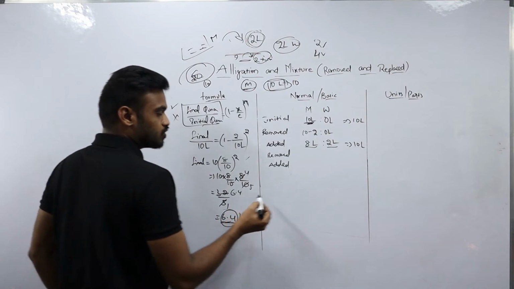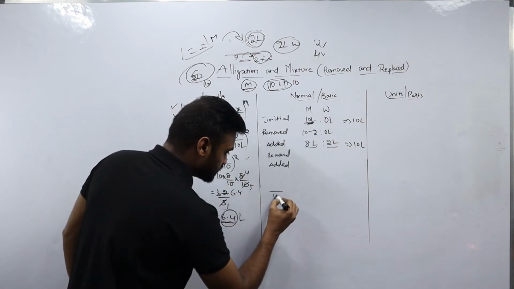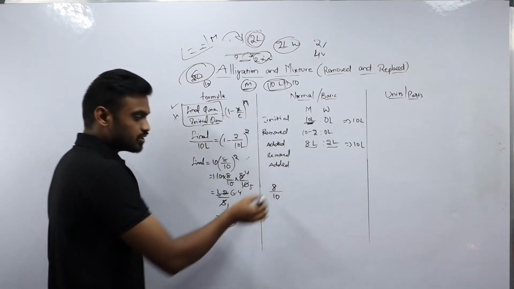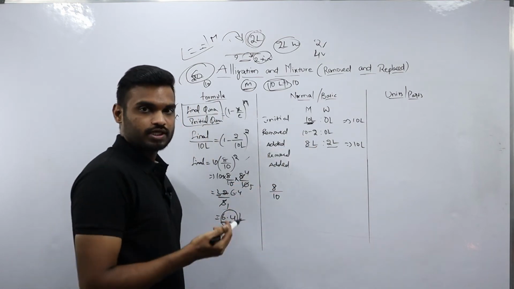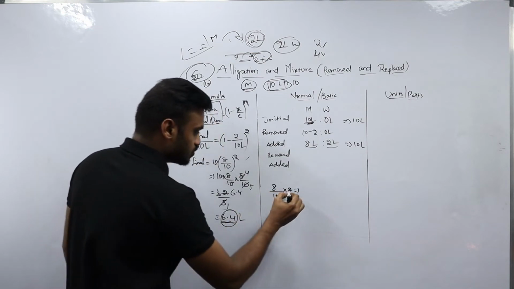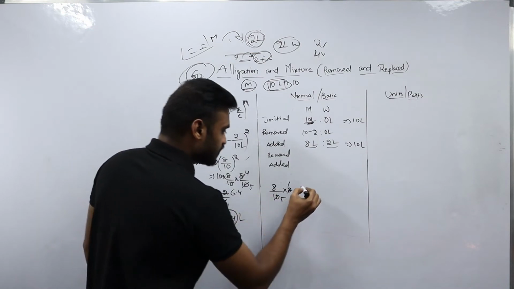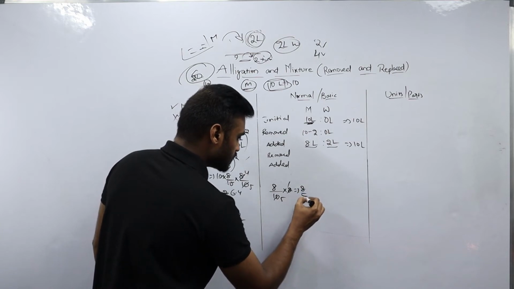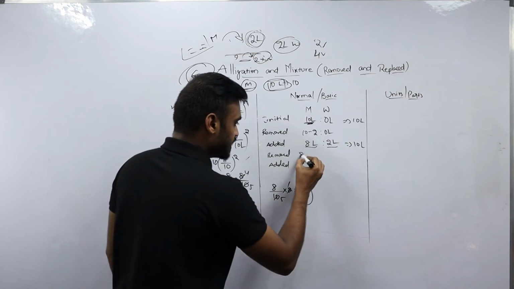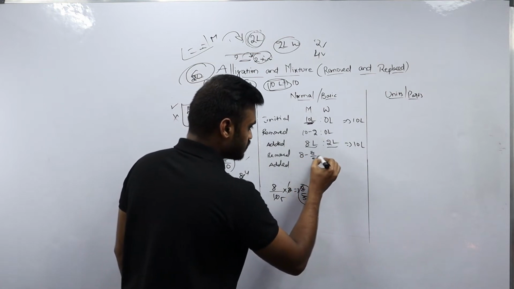See here, there are totally 10 liters, right? Out of 10 liters the quantity of milk is 8 liters. Now out of 10 liters we are taking out 2 liters. Now in the 2 liters what is the quantity of milk? That is 2 ones are 2, 2 fives are 10, so 8 by 5. This is the quantity of milk we are taking out from the mixture, so 8 minus 8 by 5.